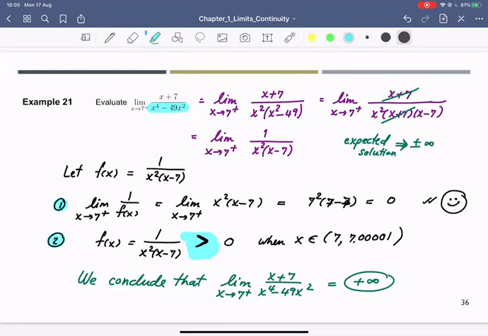If you skip this and answer plus infinity immediately, don't cry if you get a low score on the midterm exam, because at least if I am a grader, I will not give you credit, because you don't show your work.